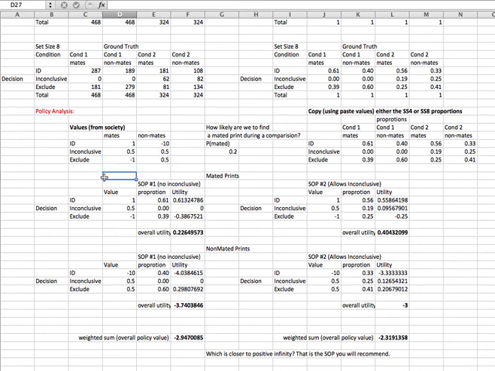So that's how we go through and choose different values here to decide which of these two policies we would prefer. And my guess is that there are going to be many, many sets of values here for which you would prefer the inconclusive rather than not preferring it. But that's something that we can explore.